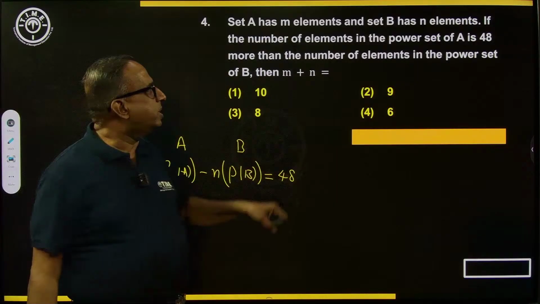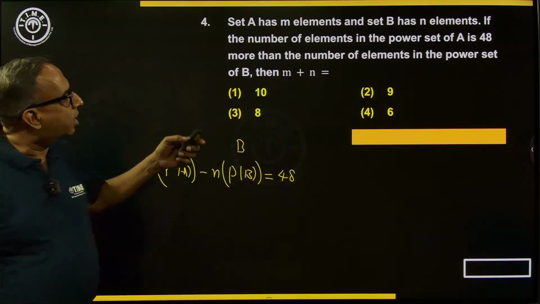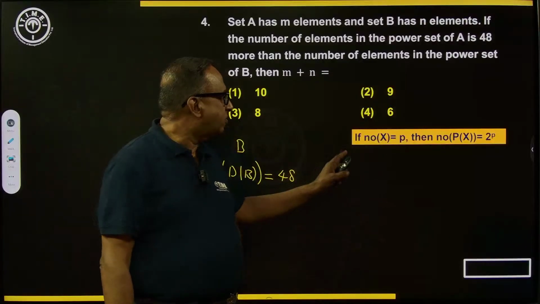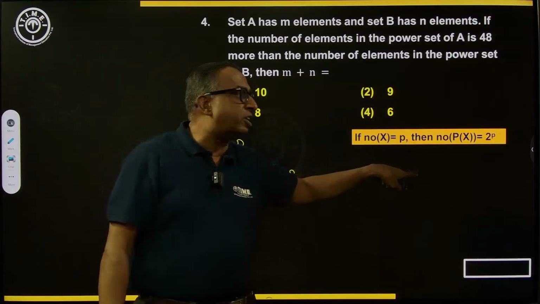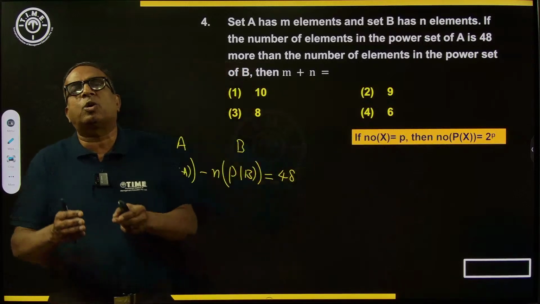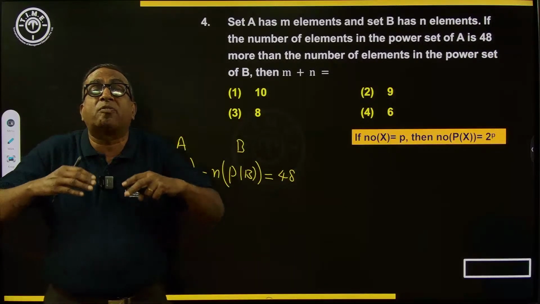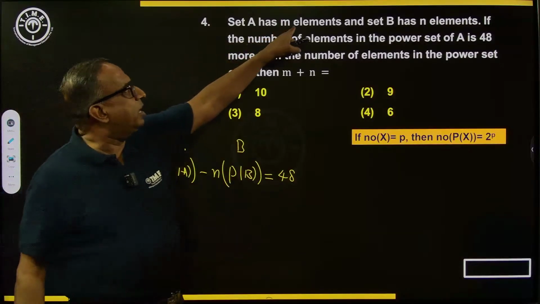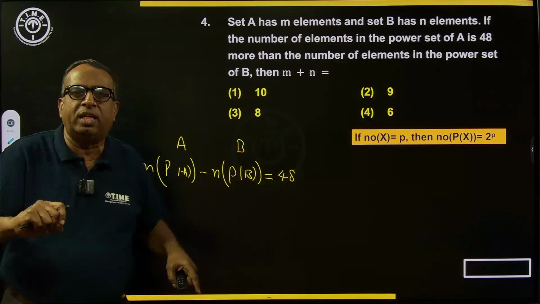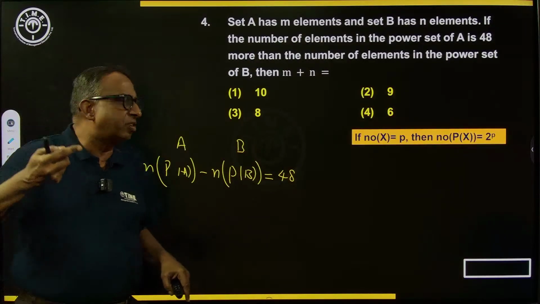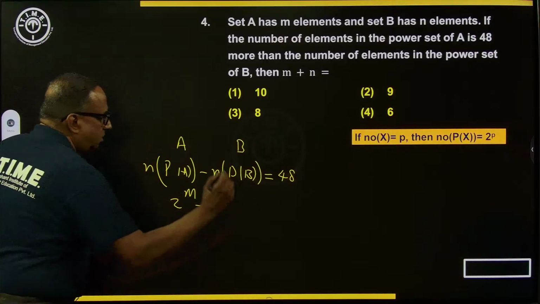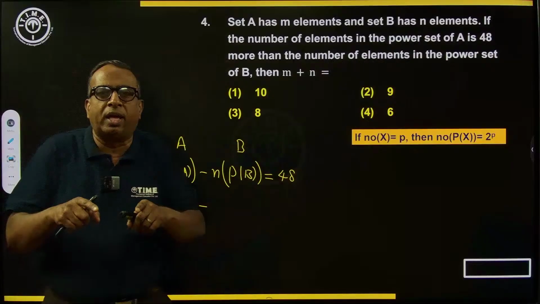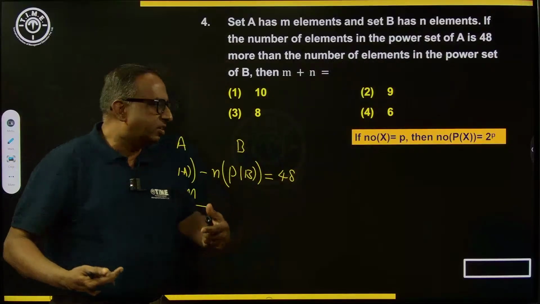If a set has p number of elements, then the power set of X will have 2 power p elements. If a set has m elements, the number of elements in its power set will be 2 power m. Set B has n elements, so its power set will have 2 power n elements.